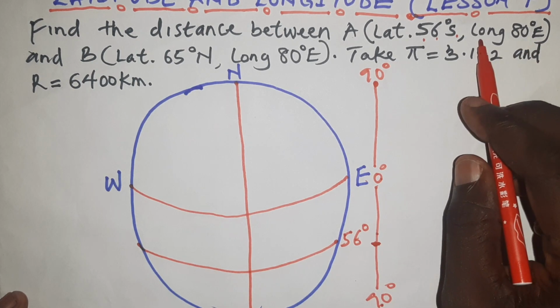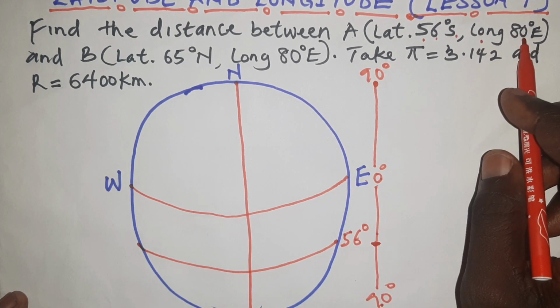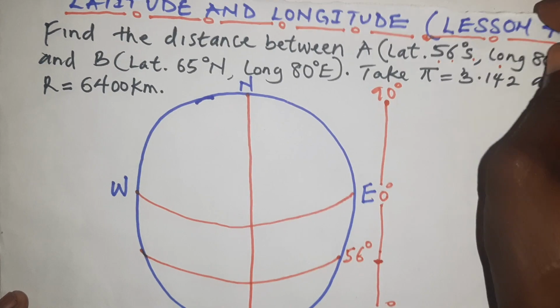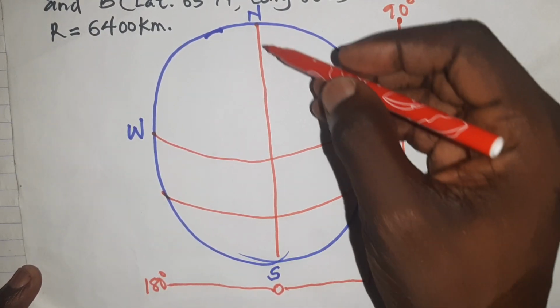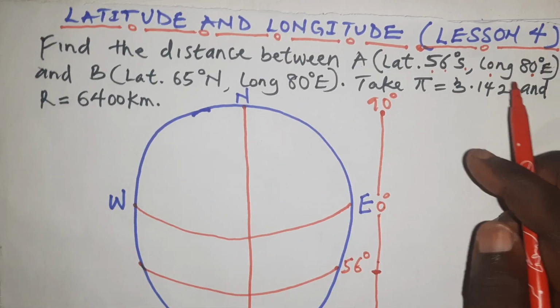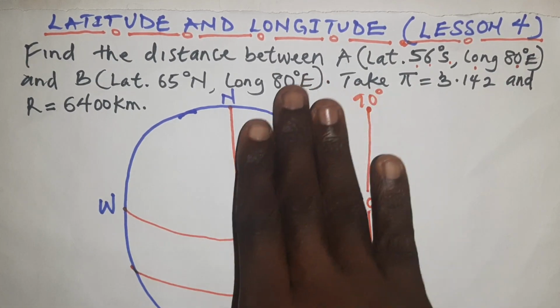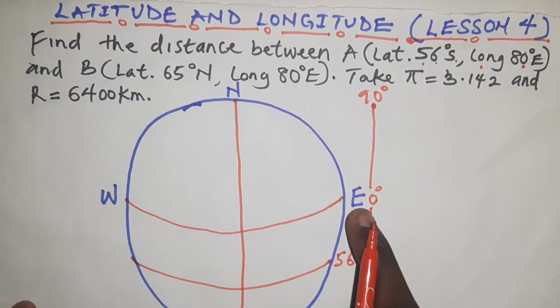Then the next one is 80 degrees east, longitude. Since it's a longitude, that means I have to draw it from north to south. But since it's east, that means it will be somewhere around here, because this is where the east is.